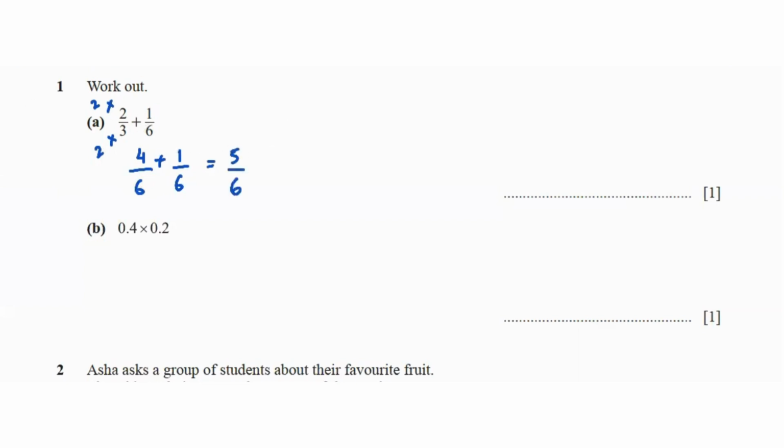Then the second part says work out 0.4 times 0.2. So I'm going to rewrite 0.4 as 4 over 10 and 0.2 as 2 over 10. Why? Because when we move the decimal one place to the right, we add a 0 with the 1 in the denominator. 4 times 2 is 8. So that's going to be 0.8 because you once again move the decimal, but towards the left side now.